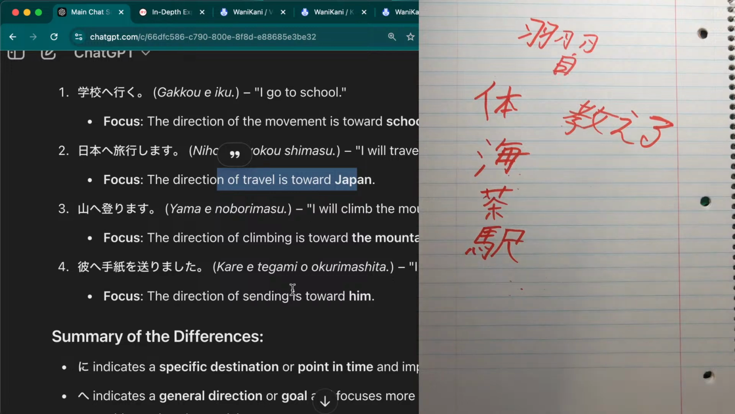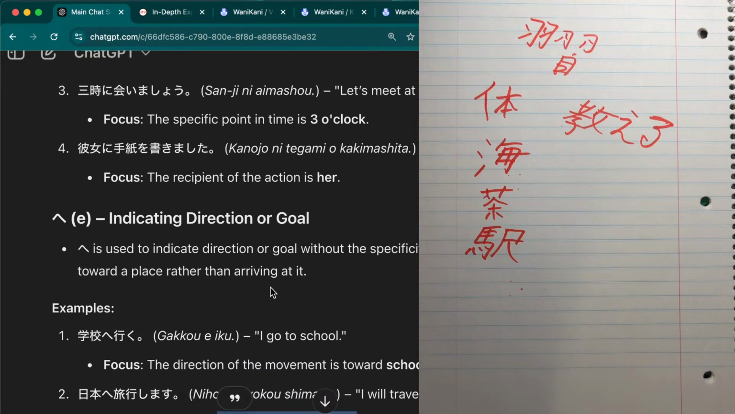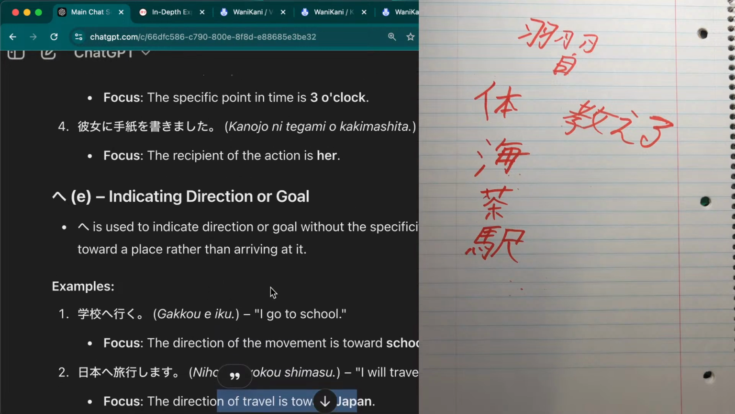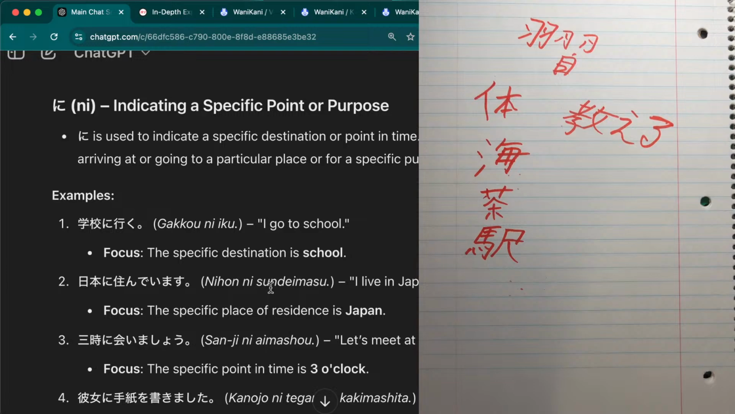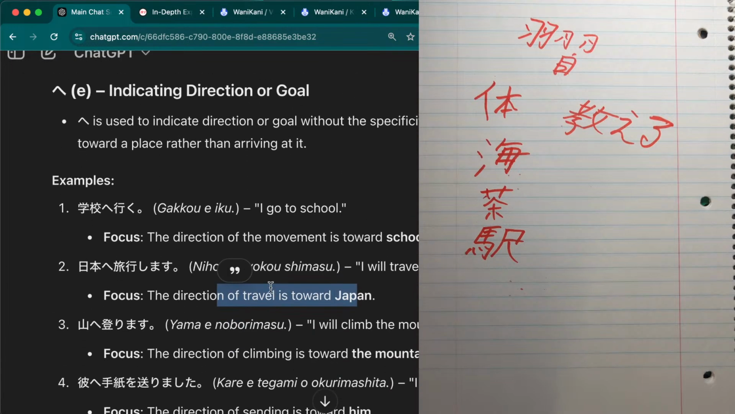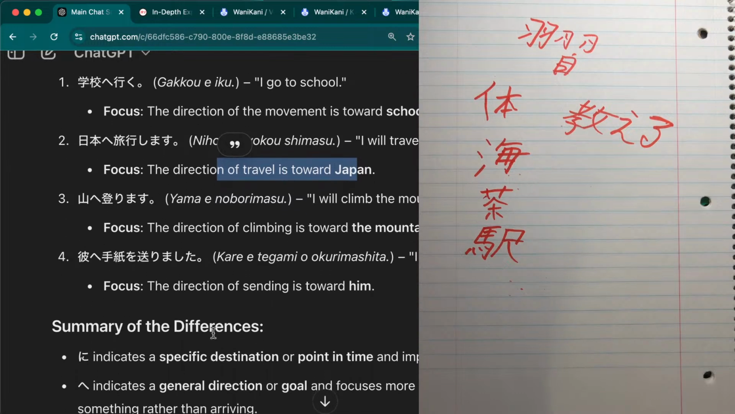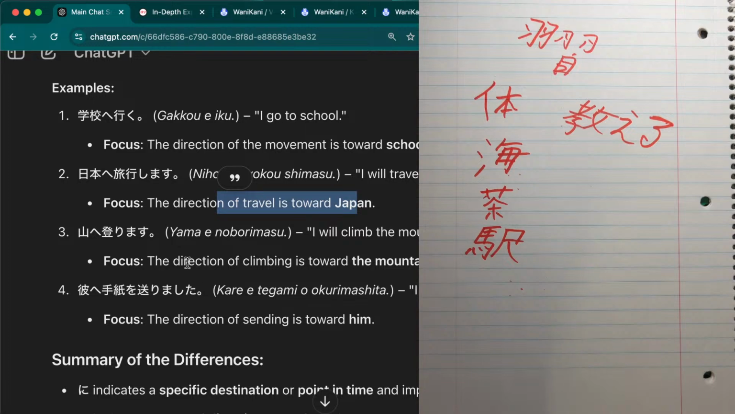I still don't fully understand. I guess ni emphasizes the place, and then the direction is emphasized by e. I understand that when you say that, but when put into practice, what really is the difference? What are you implying?